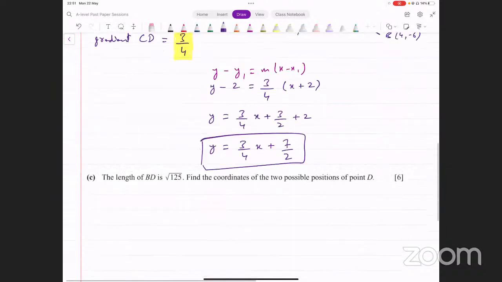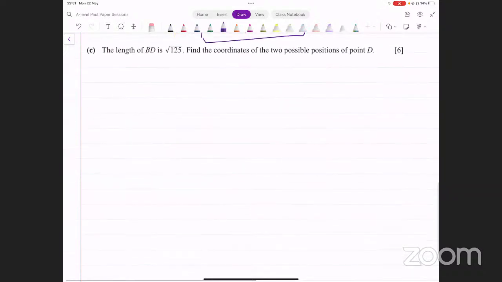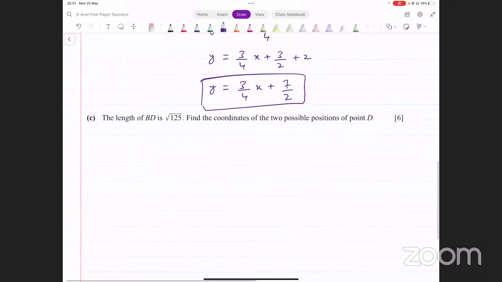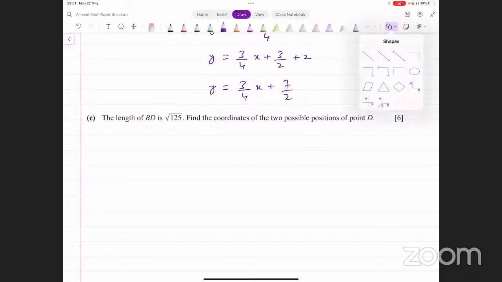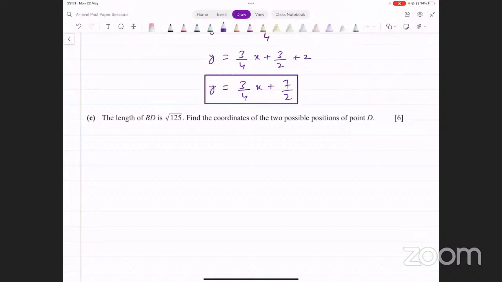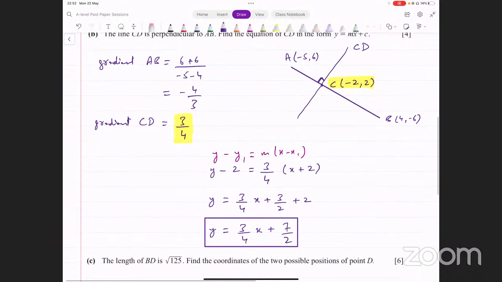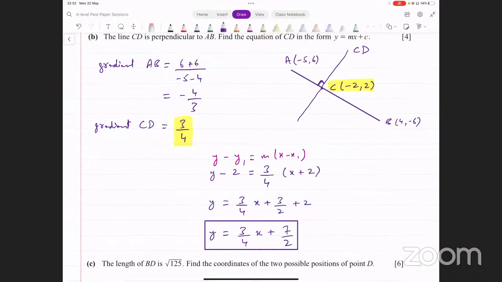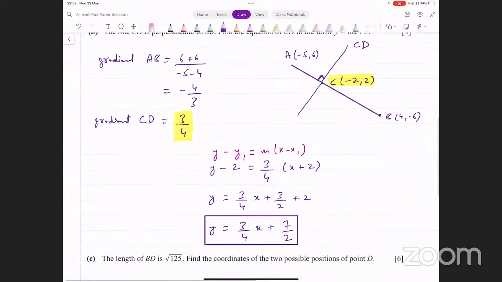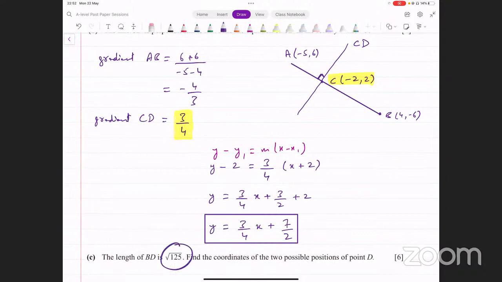Okay, let's move on. Now it says the length of BD is square root of 125. Find the coordinates of the two possible positions of the point D. All right, now what does that mean? Let's think about this. BD is square root of 125. So we have a point B here. B से D का distance कितना है? Square root of 125 है.